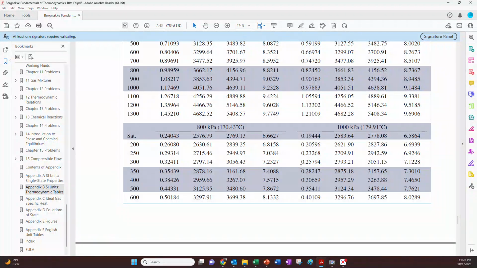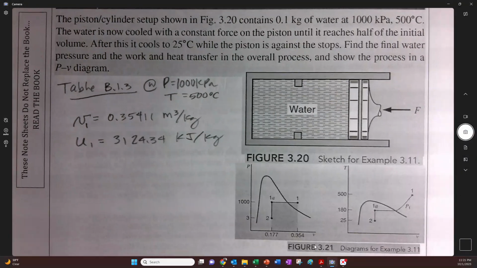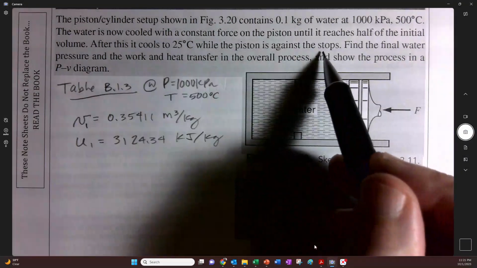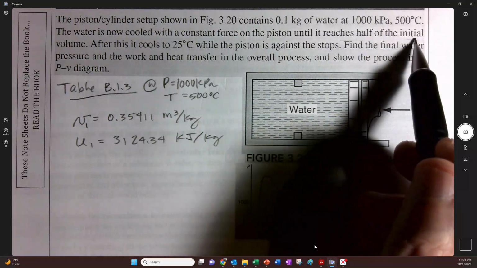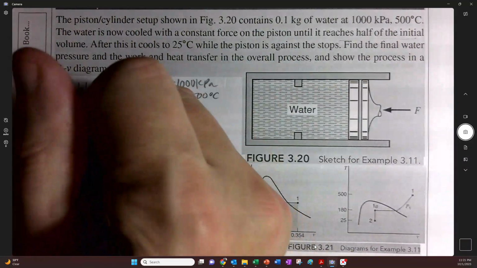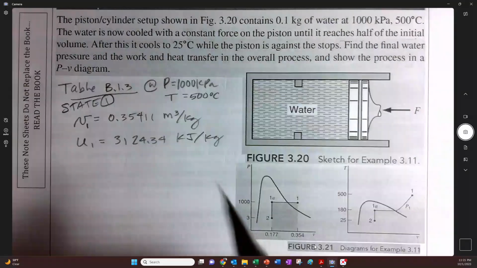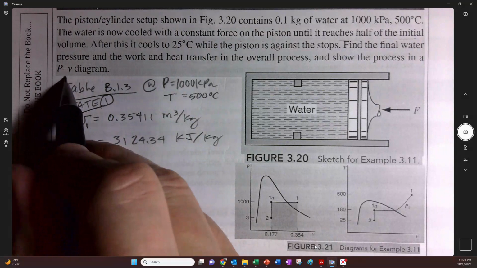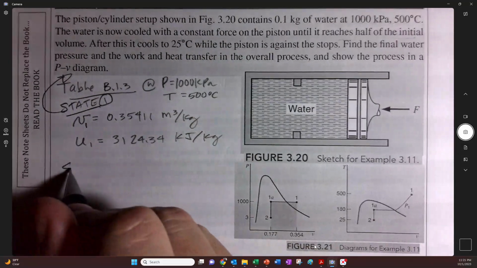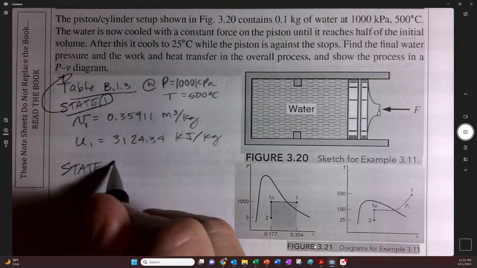All right, and I'm just looking at my paper here and going, why did I do that? Okay, so state 2, it reaches half of its initial volume. All right, so here's state 1. State 1, I like to circle states. I wish I put this up here at the top. Let's pretend I did. Let me go to state 2. I'm trying to conserve paper because I ran out of paper before.